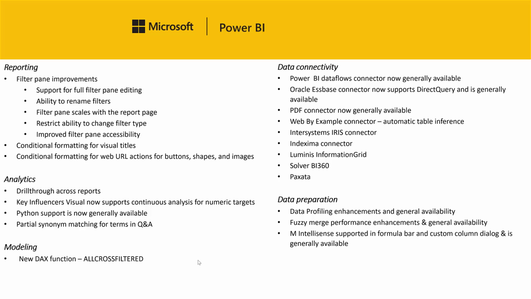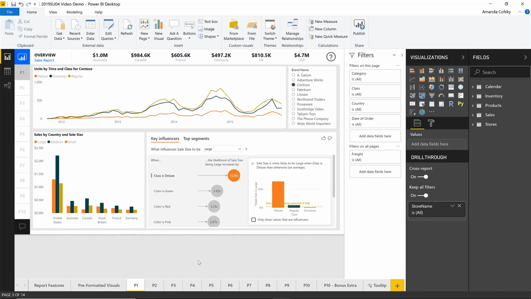With this month's release, you can now also enable drill-through across reports as well. So your source page, the one with the visual you're right-clicking on, and the target page, the one you want to land on with the filter context, can be in completely different reports. To set this up, you first start with the target page.